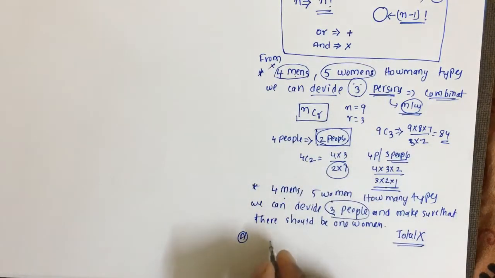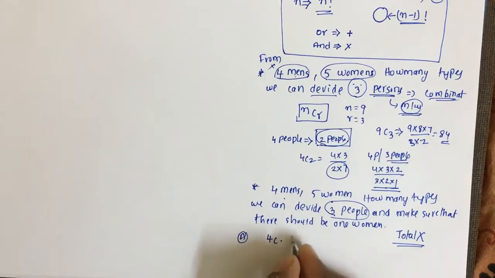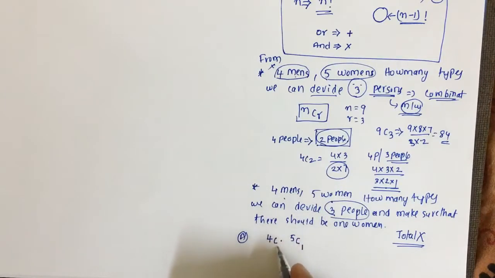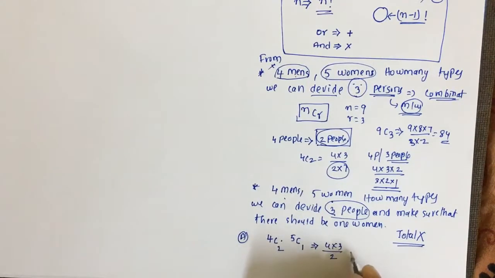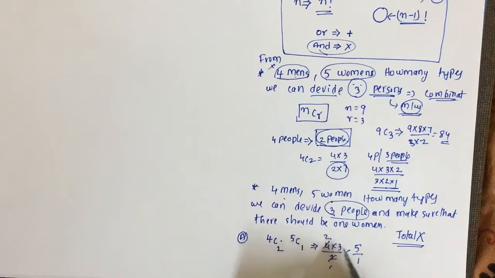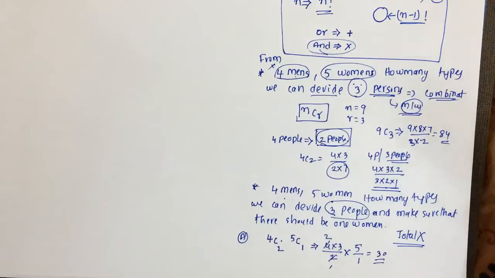So in that case, how many men are there? 4 men C and 5 women C. So in the 3 people one should be a woman, so the one will come here and the remaining 2 come here. Now this comes out to be 4 into 3 by 2 into 5 by 1. So I said that if 'and' is there, we need to do multiplication. So 2 ones 2, 2 twos 4, this will be 6, 30, answer will be 30.